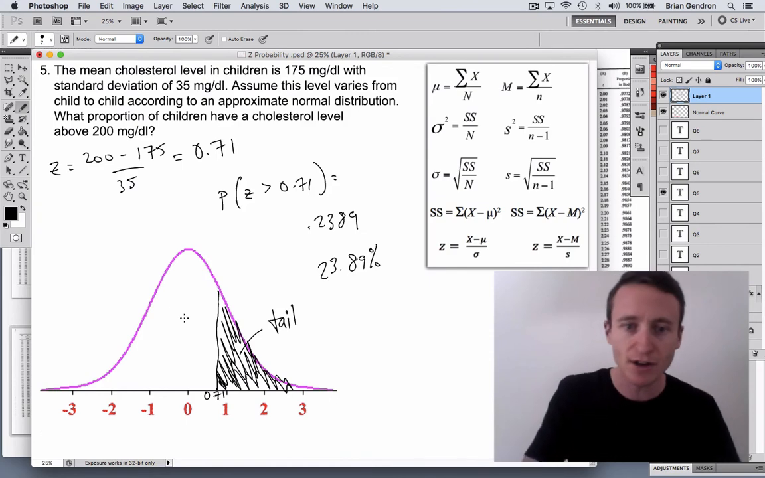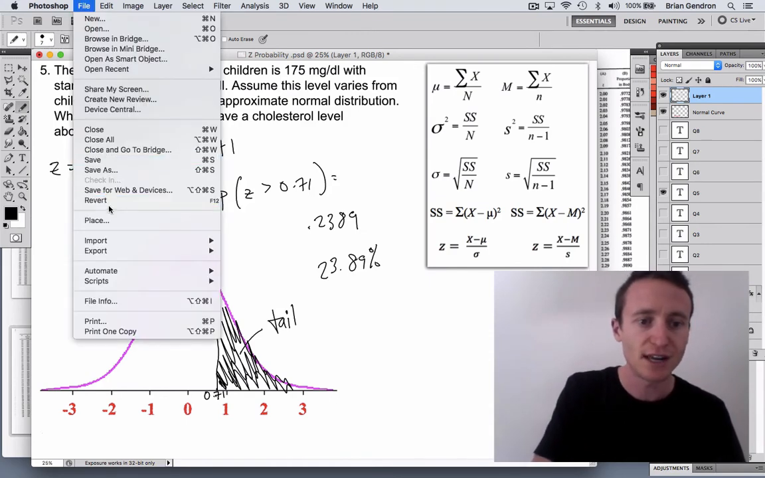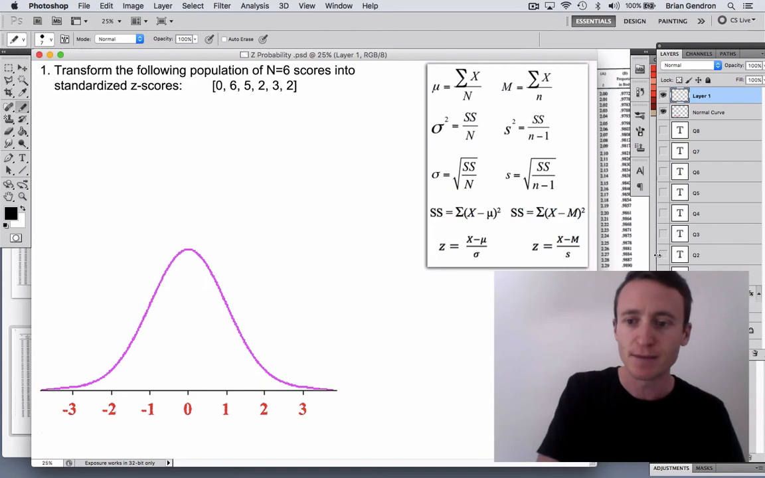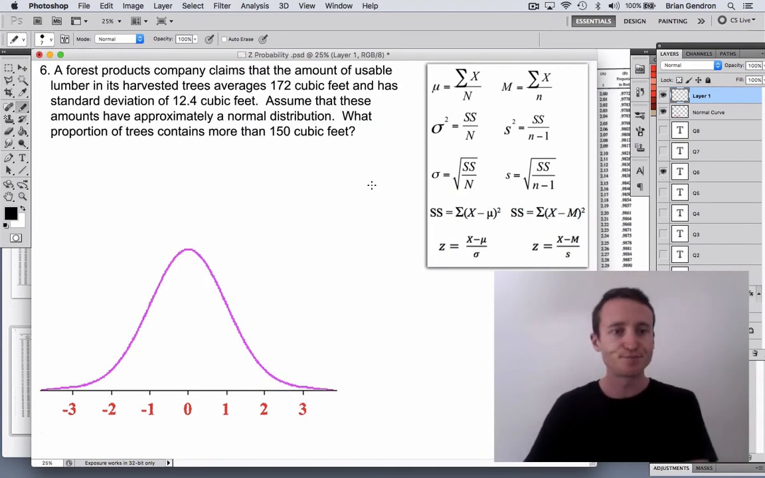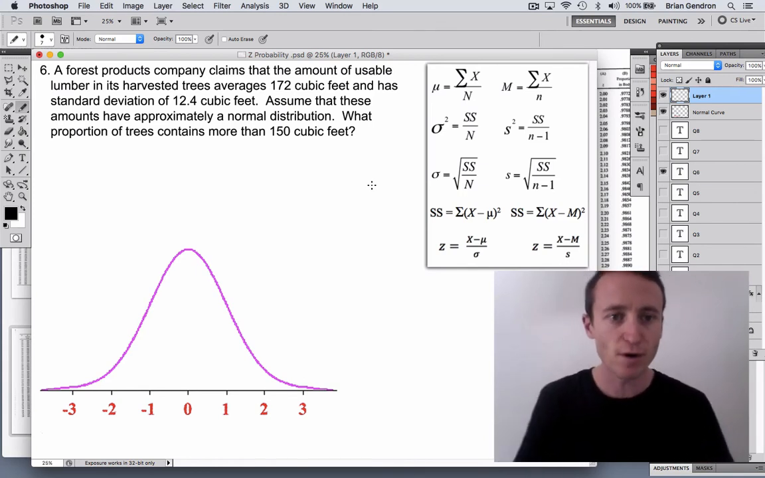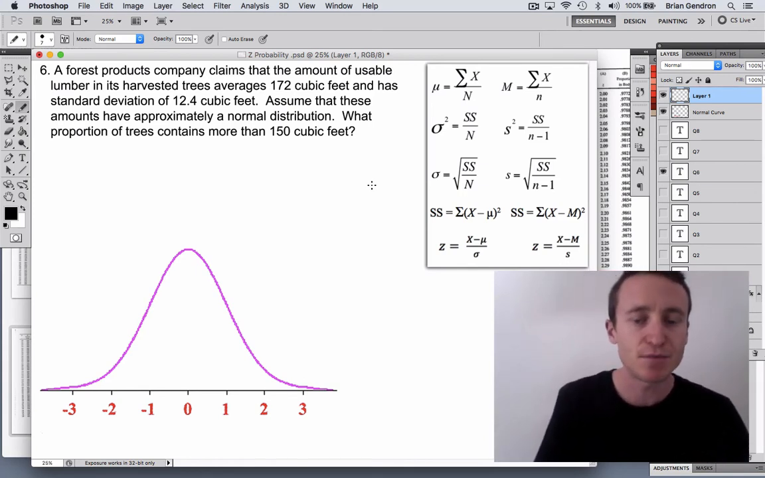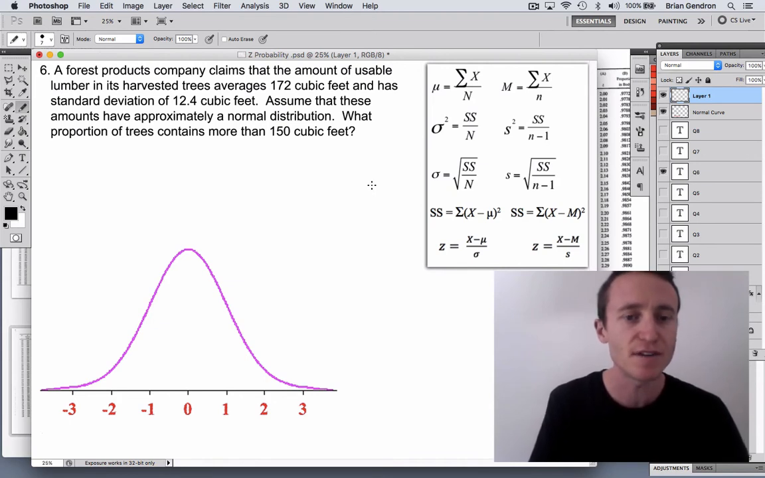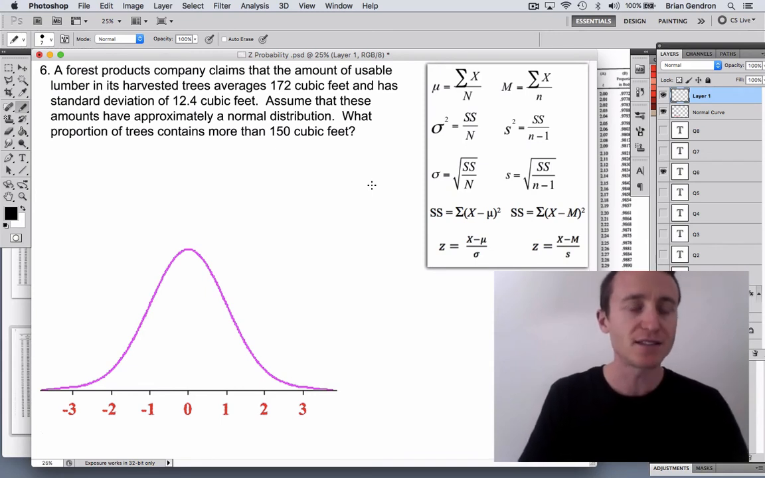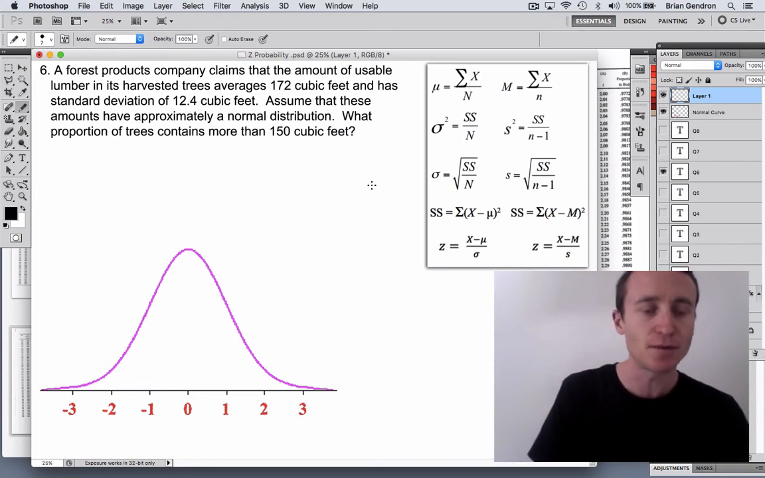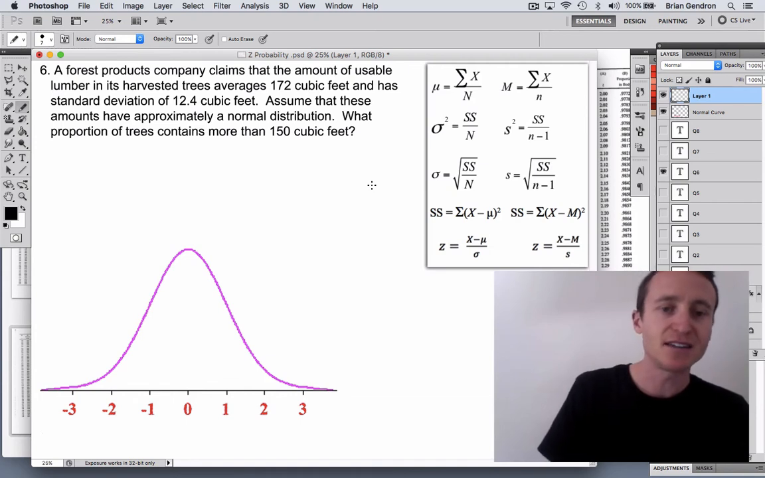So let's keep going. Let's look at a few more problems just to get a diverse array of examples of how we can apply probability in the normal curve. So number 6, a forest products company claims that the amount of usable lumber in its harvested trees averages 172 cubic feet. That's the mean. And it has a standard deviation of 12.4 cubic feet. Assume that these amounts have approximately a normal distribution. What proportion of trees contains more than 150 cubic feet?